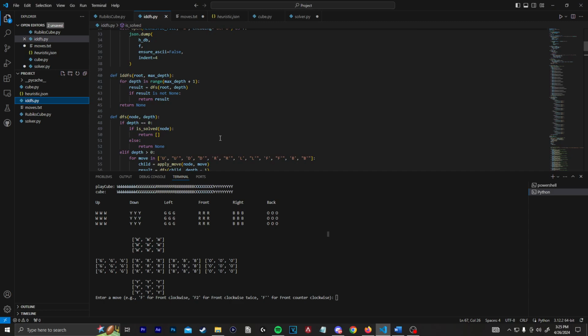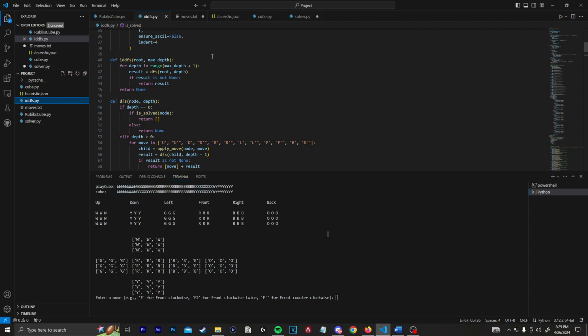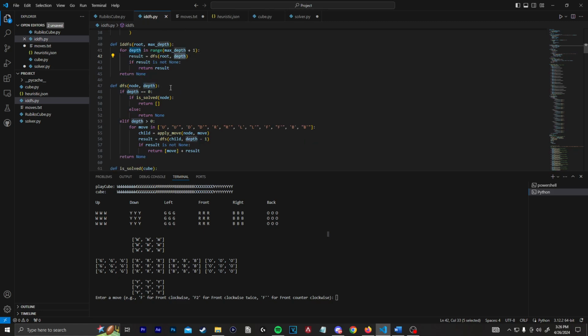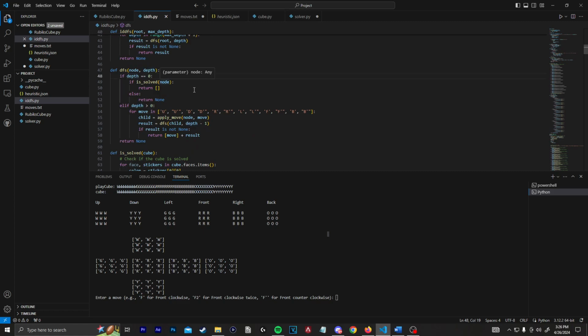For my IDDFS, I'm just going to set the depth to 15. I'll show you here in a little bit. So here's IDDFS. We have the depth, we iterate through, and we set the result to be DFS from the root. The root is just the cube representation and the given depth. In DFS, if the depth is 0, meaning we're at the initial state, just return. Else we iterate through the possible moves. I was saying we had 18 different moves, but for IDDFS, to limit the branching factor, I only took up, down, right, left, front, back, counterclockwise and clockwise.